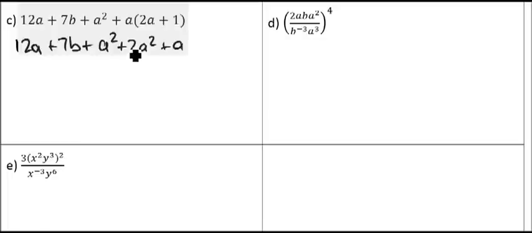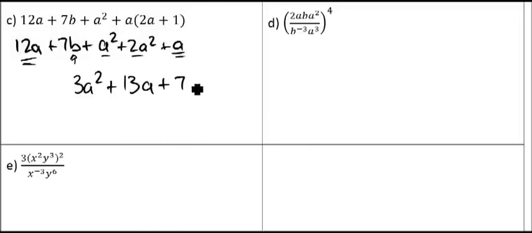Now if I can focus on my like terms here, I can see that I have 2 terms that are squares, and then I have 2 terms that are just a to the first, and then I've got this one oddball b term. So combining like terms, I have 1 plus 2 more, so 3a squared. And then I have plus 12 plus 1a, which is plus 13a. And then finally I have the plus 7b.